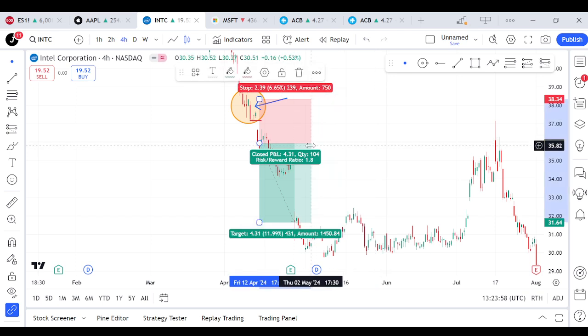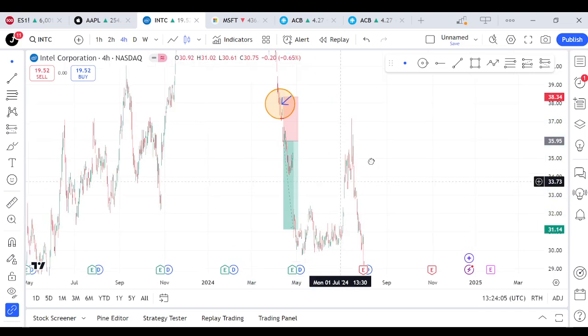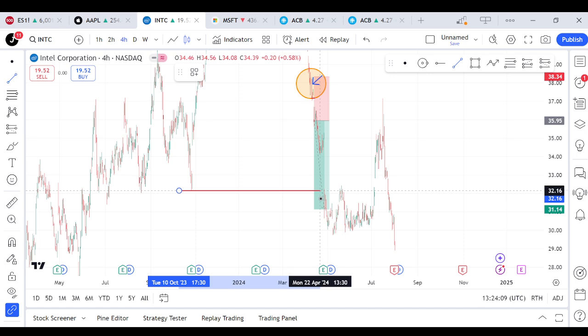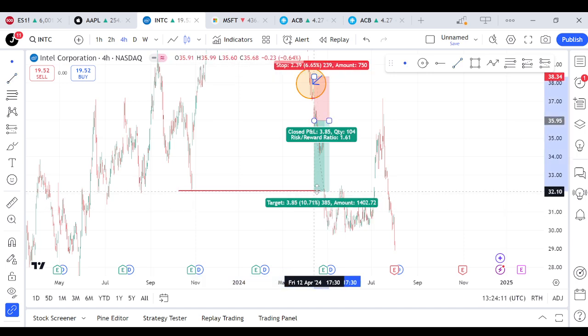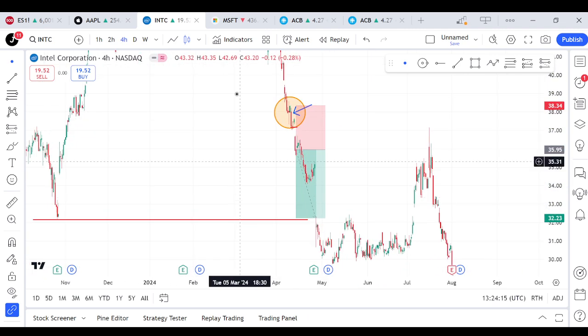So target a 1:2, or you could just target a significant support level, in this case here. So that is for the bearish separating lines. Let's go to the next.